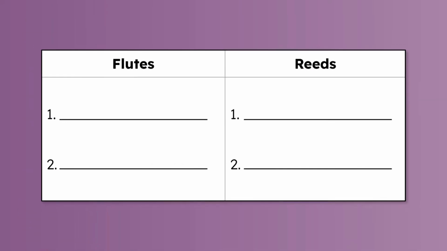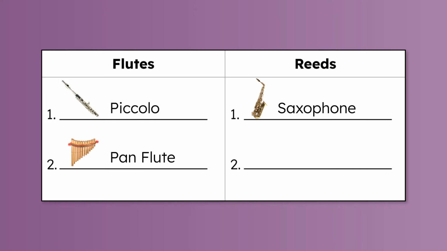Check your answers. Under flutes, you should have the piccolo and the pan flute. In the reeds column, the saxophone and oboe should be listed. Do your categories match? Fantastic! Okay, so we know woodwinds are either reeds or flutes, depending on their mouthpiece. That's what makes woodwinds different from brass instruments.